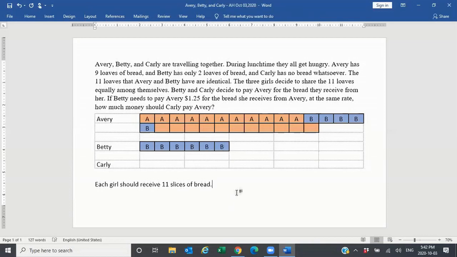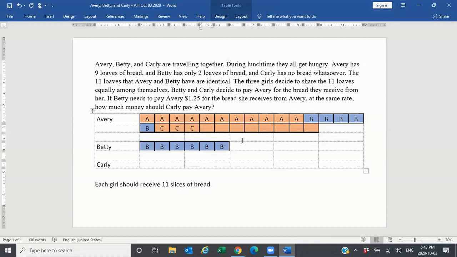There. But now the leftovers are going to Carly. Carly has no bread of her own, so she gets it all from Avery. And there are 11 slices left for her, which is the same amount as everyone else. Good thing. So we know we did divide correctly. 33 divided by 3 is 11.